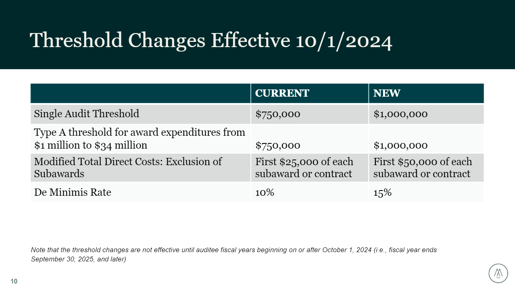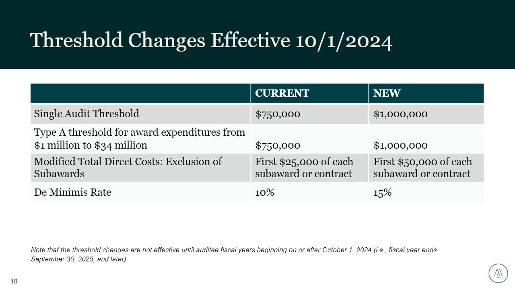Also, there was a change to the exclusion of subawards within your modified total direct cost calculation. Previously, it was the first $25,000 of each subaward or contract, and now it's $50,000 for each subaward and contract. So that essentially means you get to collect a bit more, twice as much essentially, on your indirect cost portions of your contracts.